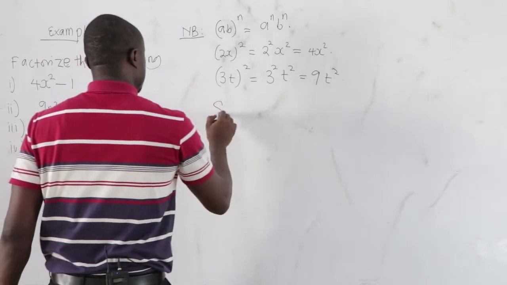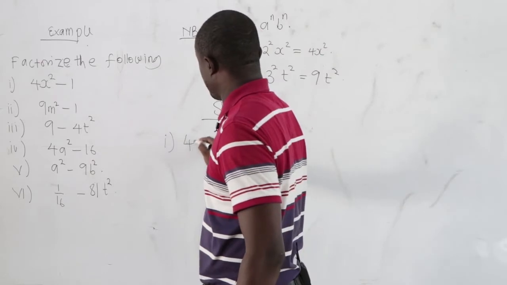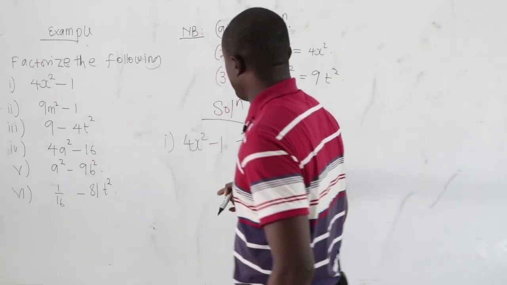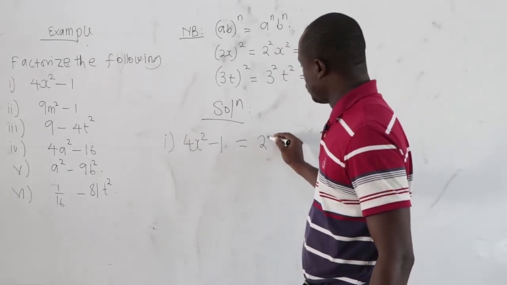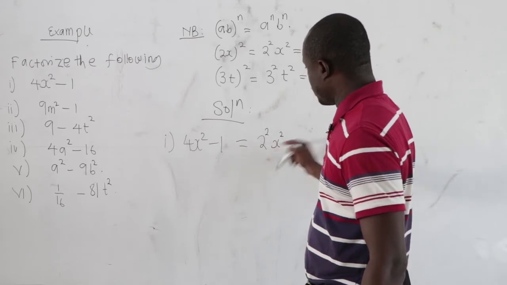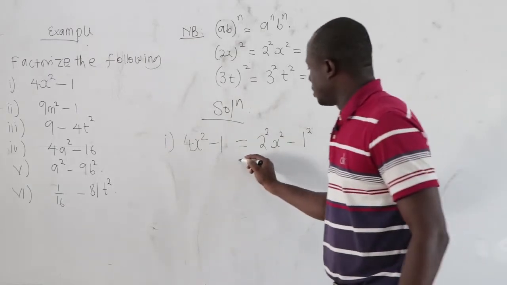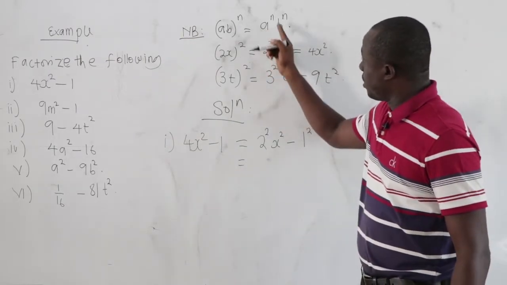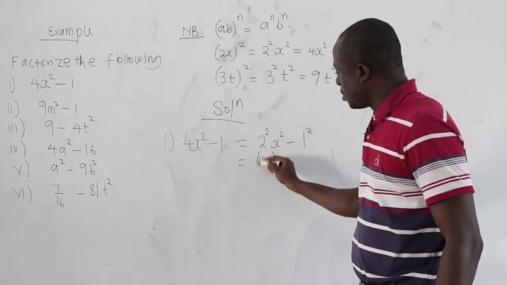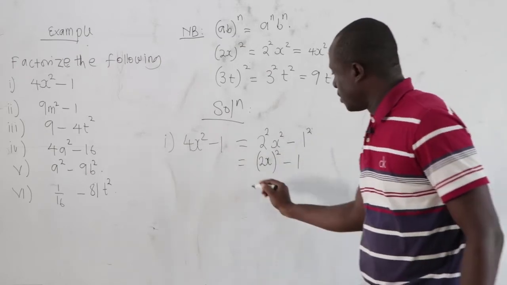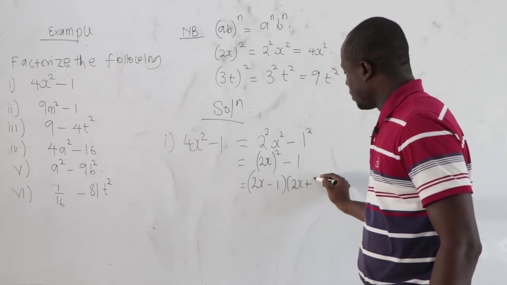Now, let's come to our solution. The first one, we have 4x squared minus 1. We know the principle is difference of two squares, so we should see squares somewhere. Here, we can change 4 as 2 squared, and then we have x squared minus 1. 1 squared is the same as 1 because 1 times 1 is 1. Now, we know that if you have a^n b^n, it's the same as (ab) all to the power n. So we can say (2x) all to the power 2 minus 1 squared. And from here, this is the same as 2x minus 1, 2x plus 1.